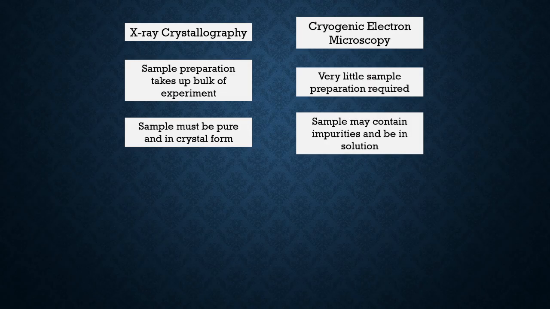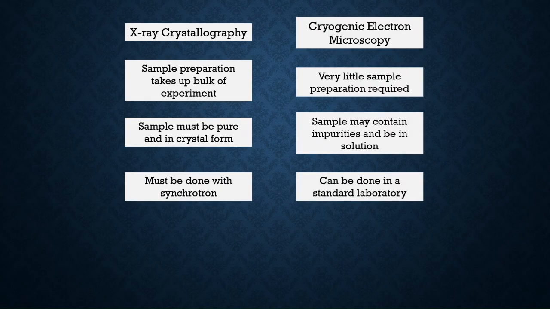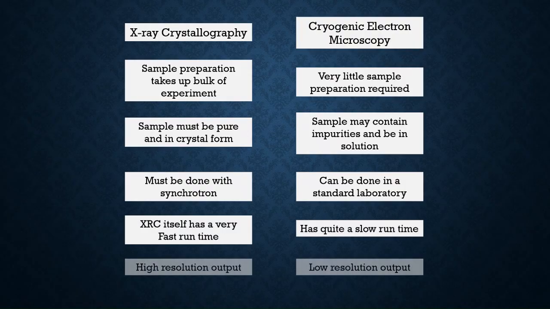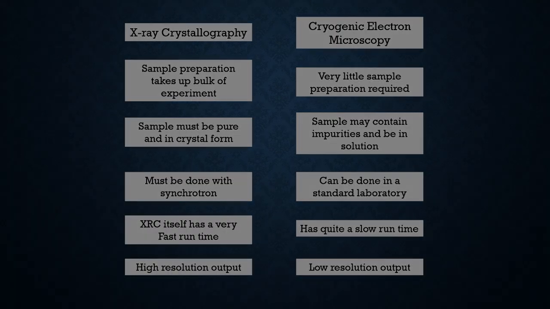Additionally, cryogenic electron microscopy may be done within a standard laboratory, whereas X-ray crystallography is limited to synchrotron facilities. Conversely, if one obtains access to such a facility, X-ray crystallography is a much faster technique and provides an electron density map with a much higher resolution than that of cryogenic electron microscopy, allowing for a better determination of the protein structure. Yet, due to the accessibility of cryogenic electron microscopy, it is expected to surpass X-ray crystallography as the more prominently used technique.